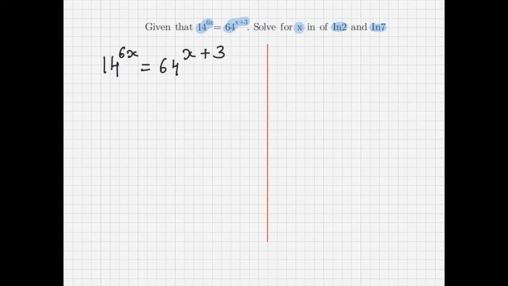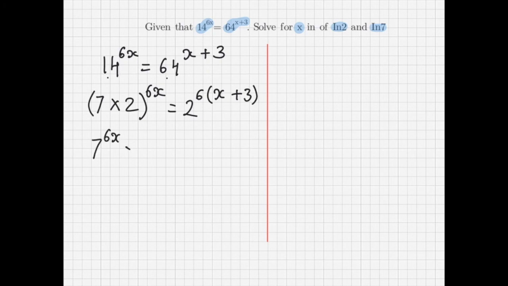Now, let's split 14 and 64 in terms of 2 and 7. You will see why that will be helpful. So we can just write 14 as 7 times 2 and then 6x, and 64 is simply just 2 to the power of 6. It's 2 to the power of 6 x plus 3. Now we can simplify this further. We can put this into two different variables and then we can use the distributive law to multiply this.